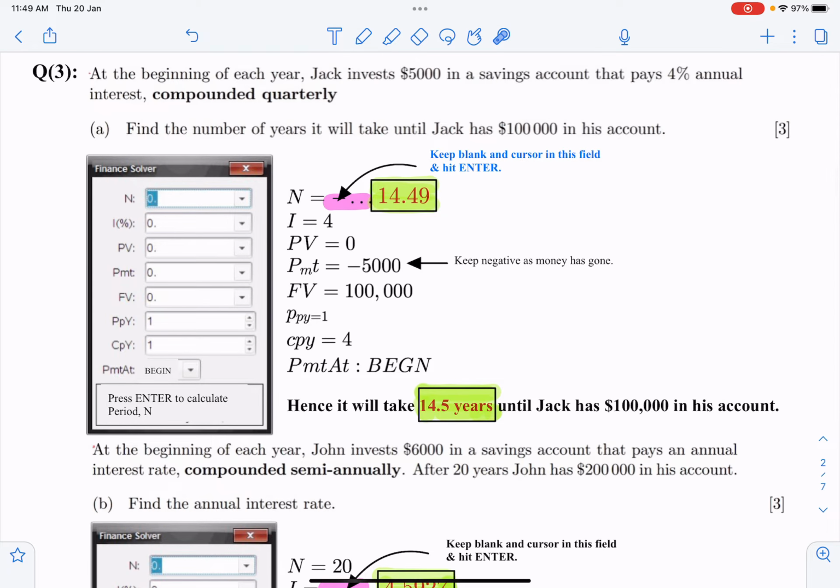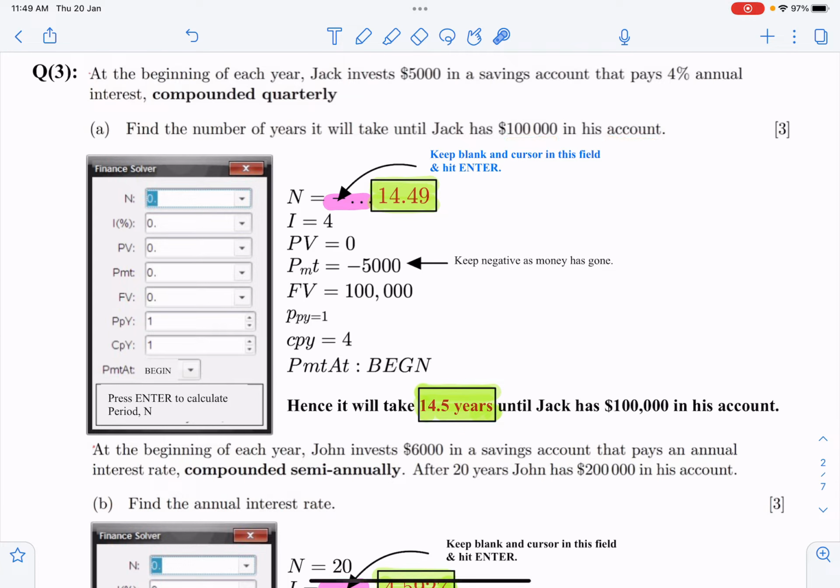Look at question number 3. In this question, at the beginning of each year, Jack invests 5,000 in a saving account. Okay. That pays 4% annual interest, compounded quarterly. I am not using the formula here, I am using the financial solver directly. So find the number of years it will take until Jack has 100,000 in his account.